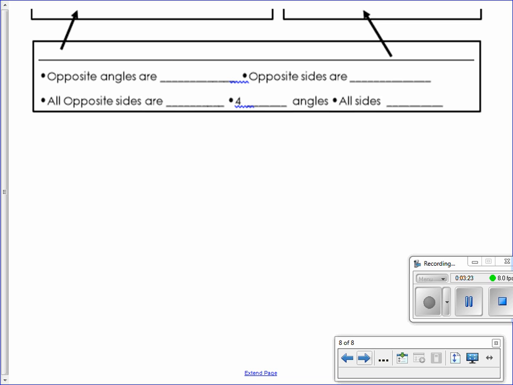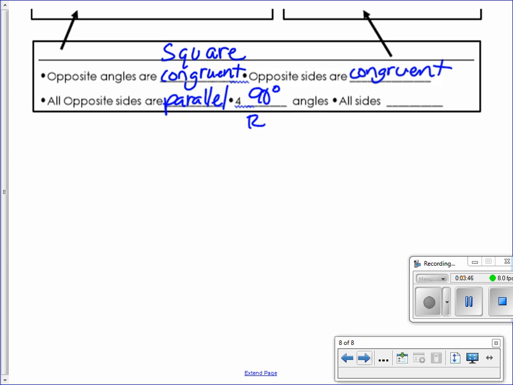And then the most specific is square. And it has opposite angles are congruent. Opposite sides are congruent. Opposite sides are parallel. Four 90-degree angles, also known as right. And all sides are congruent.